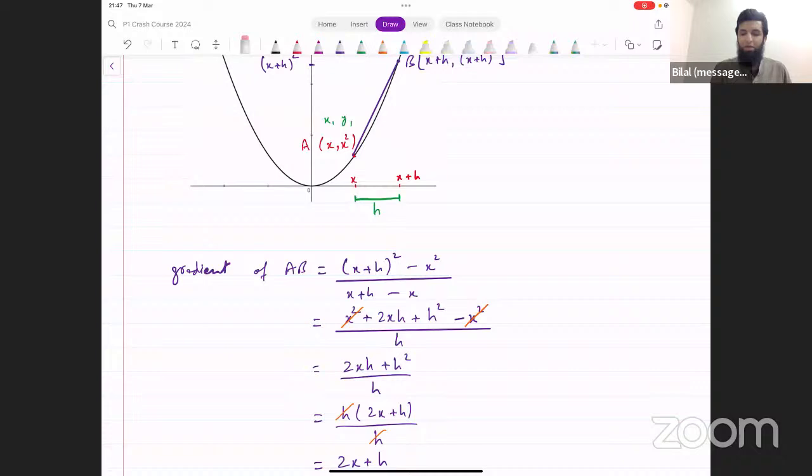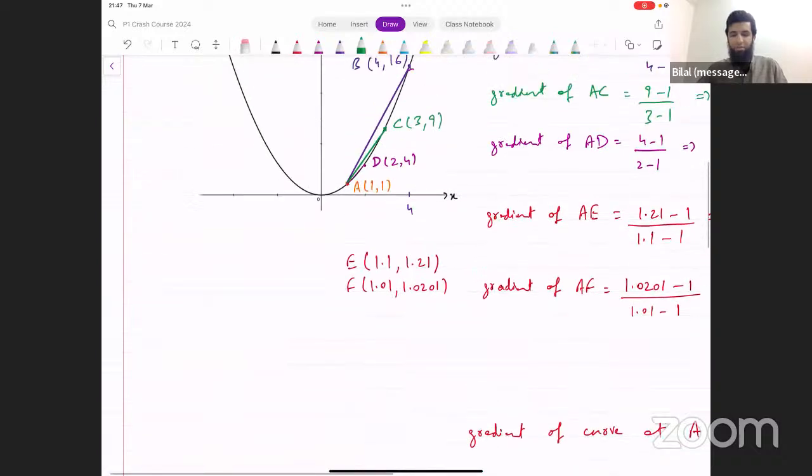Now, as B comes closer to A, what happens to h? h will keep getting smaller. So in order to get a good estimate for that gradient, we want h to be as small as possible. Now, what's the smallest possible value of h that we can have here? We want it to be extremely small. That will be like 0.000 and then infinitely many zeros and then maybe one somewhere. So we can say h is actually going to just approach zero. We want h to be as minimum as possible.